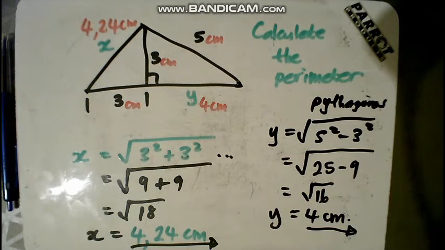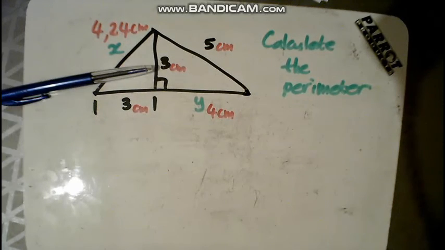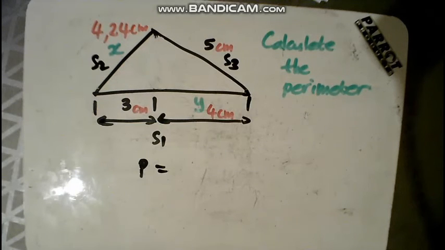So don't forget that perimeter is only the total outside distance. It doesn't include the inside distances. This means we're going to have to remove this line in the center. Do not add in that line. Right, so don't forget the triangle only has 3 sides. So we have to add up the 3 sides. So our formula will be side 1 plus side 2 plus side 3.